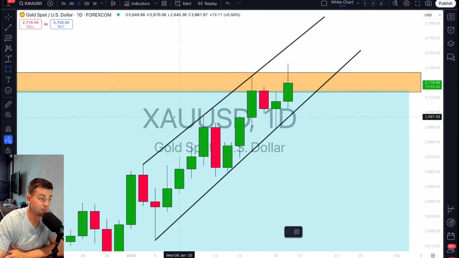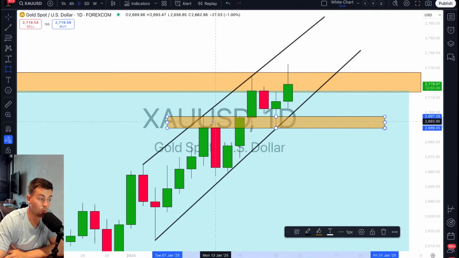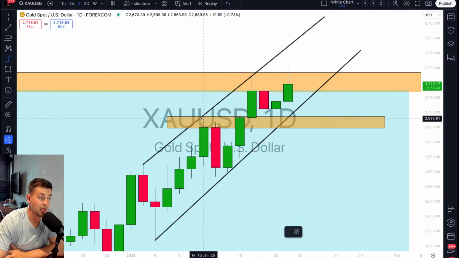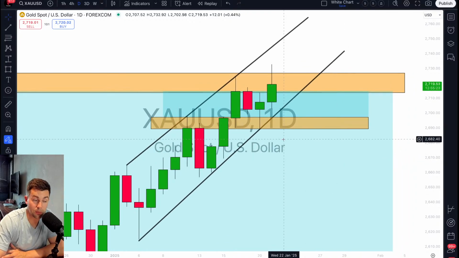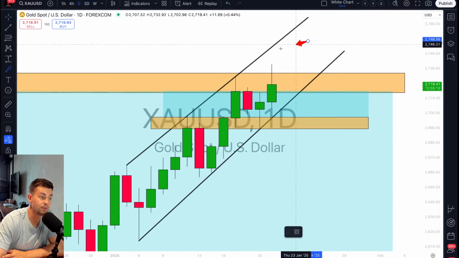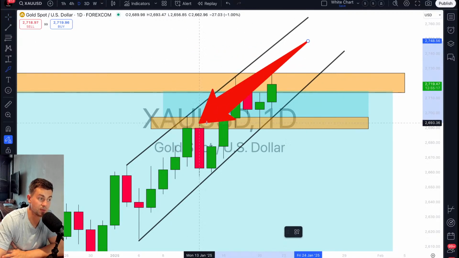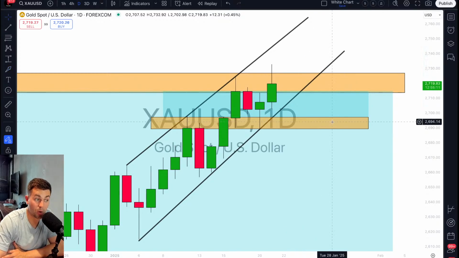Also, we have a strong horizontal structure right here that was a strong resistance in the past, and that turned into support after a breakout. So technically speaking, now the market is trading between two important structures. We have this horizontal resistance and this horizontal support. And by the way, we also have the rising support of this wedge.